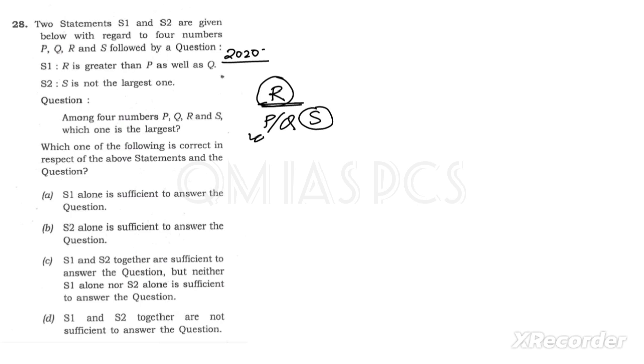They just ask by which statement we are getting the answer. These are very distinct options, so you have to understand that just getting the answer is not everything. You have to understand the options also. Now it is given: S1 alone is sufficient, or S2 alone is sufficient, then S1 and S2 together are sufficient, but neither S1 alone nor S2 alone is sufficient. The last one is S1 and S2 together are not sufficient. Actually we got the answer, so this option is wrong.